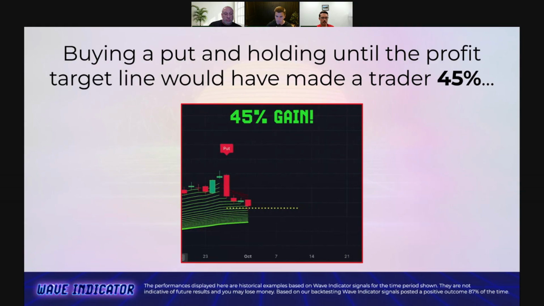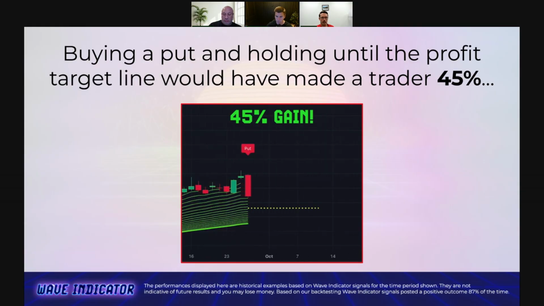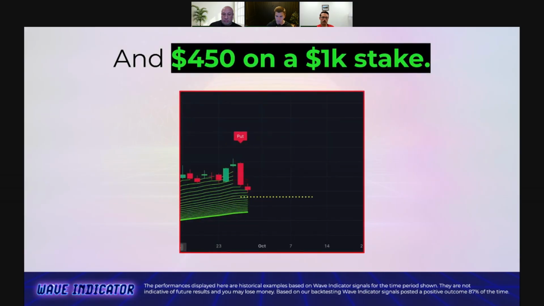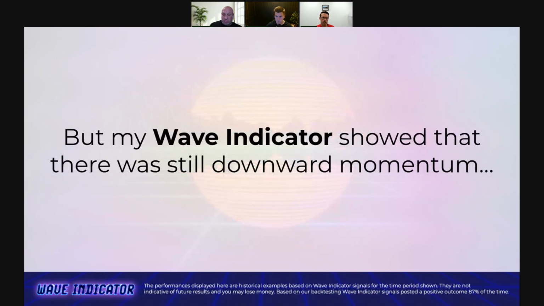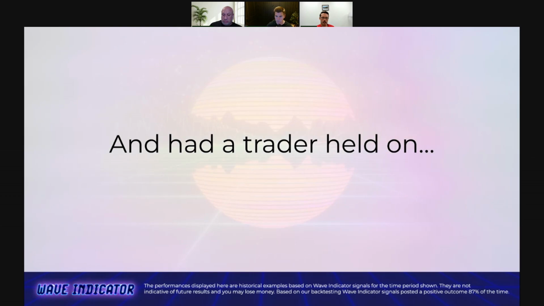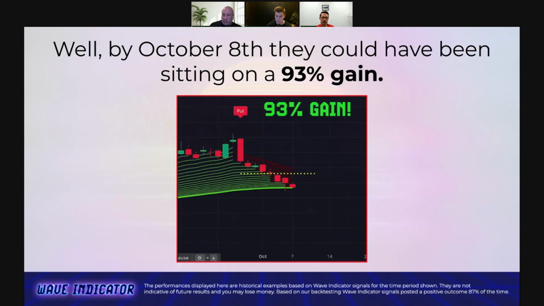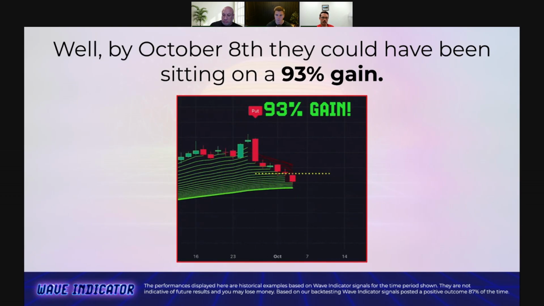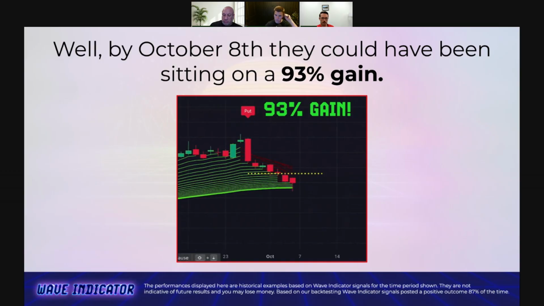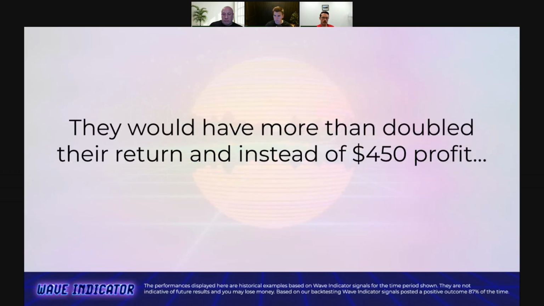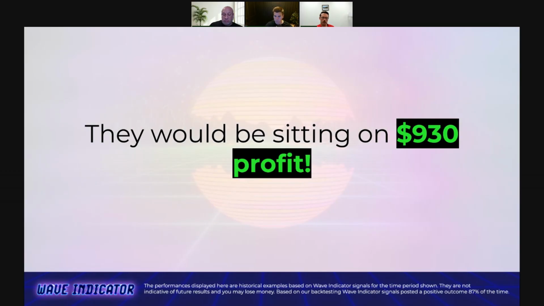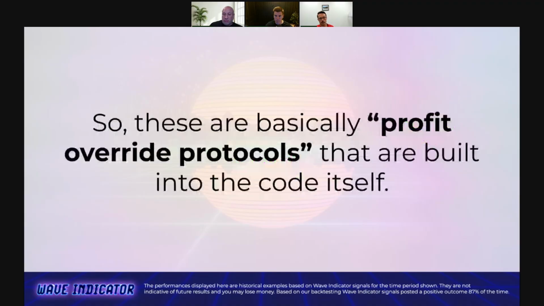Let's take a look at this Roblox trade from September 26th. Works to the downside too. Buying a put and holding until the profit target line would have made a trader 45% and $450 on a 1K stake. But my wave indicator showed that there was still downward momentum. And had a trader held on, by October 8th, they could have been sitting on a 93% gain as Roblox just kept on selling off. They would have more than doubled their return. Instead of $450, they would be sitting on $930 profit.